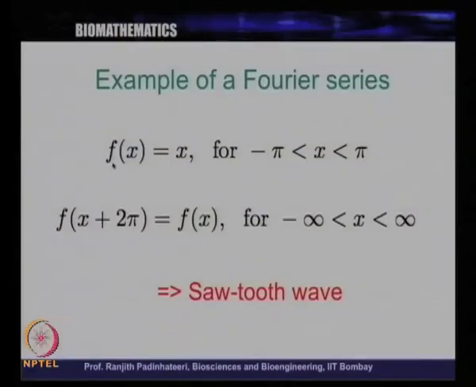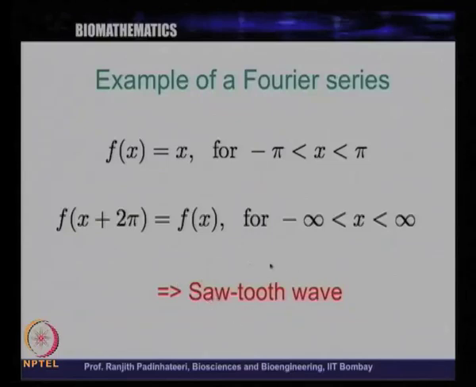It can be represented as f of x equal to x for when x is between minus pi and plus pi. When you go to x plus 2 pi, you get f of x itself. So, for every other interval, it is f of x itself, just like this line itself for all x plus 2 pi's. So, it is x itself for x plus 2 pi. So, that is the sawtooth wave that we saw.